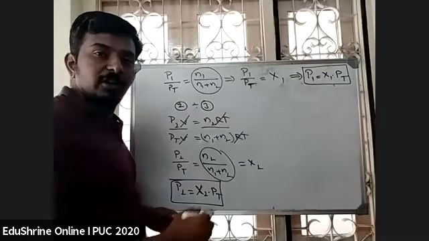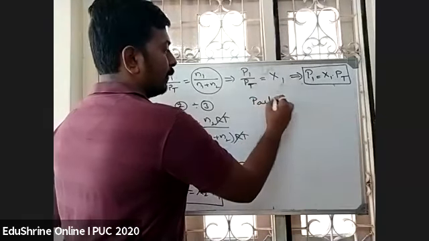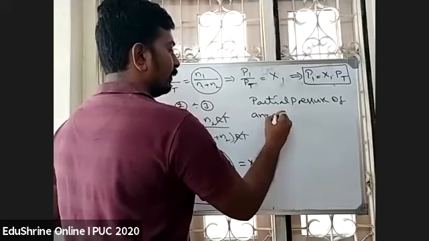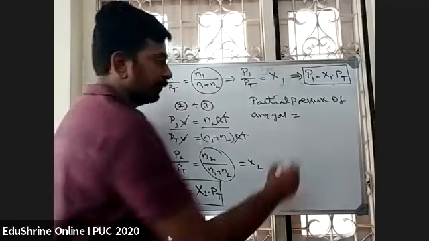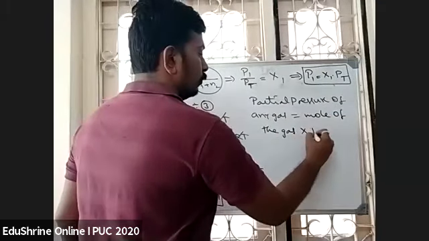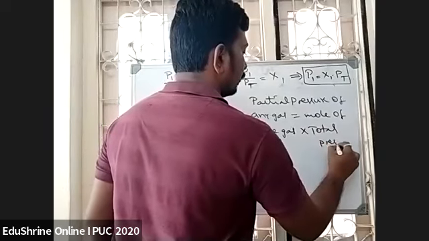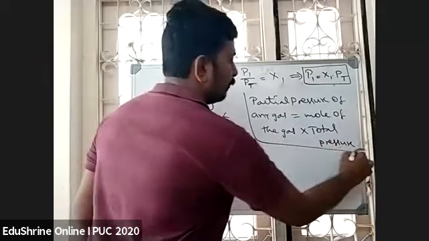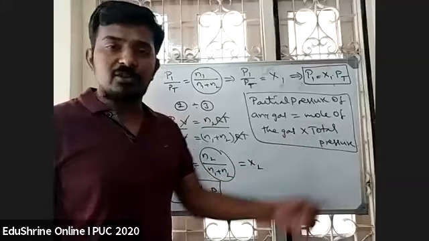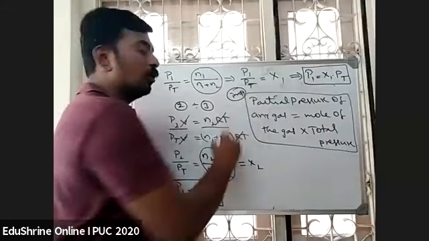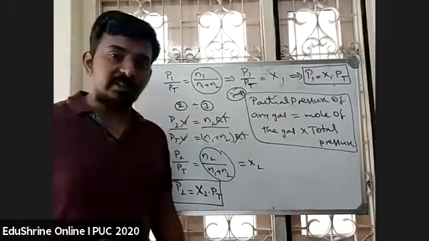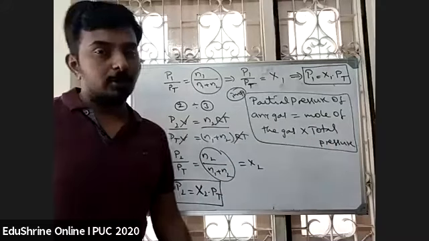So what is the final conclusion you can make? Final conclusion is partial pressure of any gas is equal to mole fraction of the gas into total pressure. Very important. Many times throughout our syllabus, this will be continuously repeating, students, right? This form. Throughout our syllabus, first PU and second PU, this will be very useful. Many of the places we will be using this. Partial pressure is equal to mole fraction into total pressure.